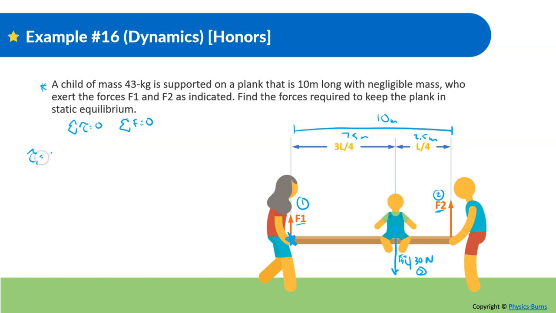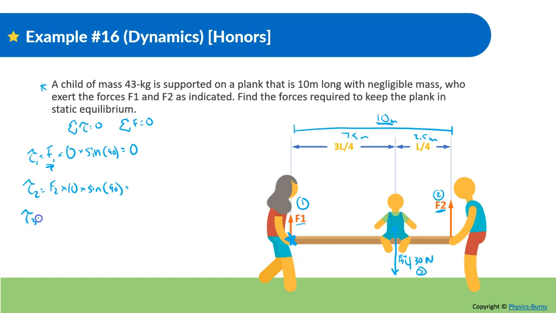Torque 1 is the force F1. We don't know what that is. We know the radius, how far it is from the axis of rotation, is 0, because it's on the axis of rotation, times sine of 90, because it's perpendicular. So we don't know what F1 is, but we know this is equal to 0. Torque 2, we don't know what F2 is, so I'm going to put F2. We know the radius is going to be 10 meters from the axis of rotation, times sine of 90. And we don't know what that is yet.